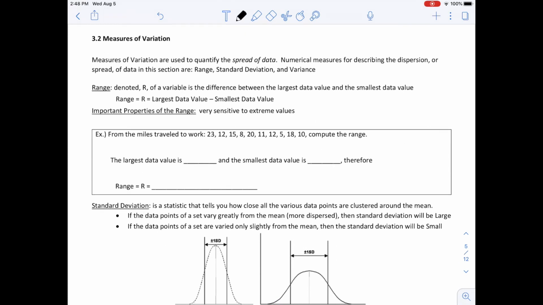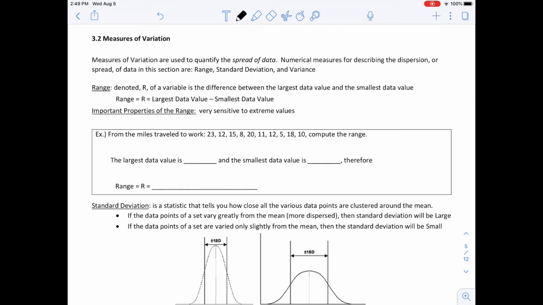The next section is 3.2, which is measures of variation. Measures of variation are used to quantify the spread of data. Numerical measures for describing the dispersion or the spread of data in this section are range, standard deviation, and variance. The range, denoted capital R, of a variable is the difference between the largest data value and the smallest data value. So we are going to subtract those.